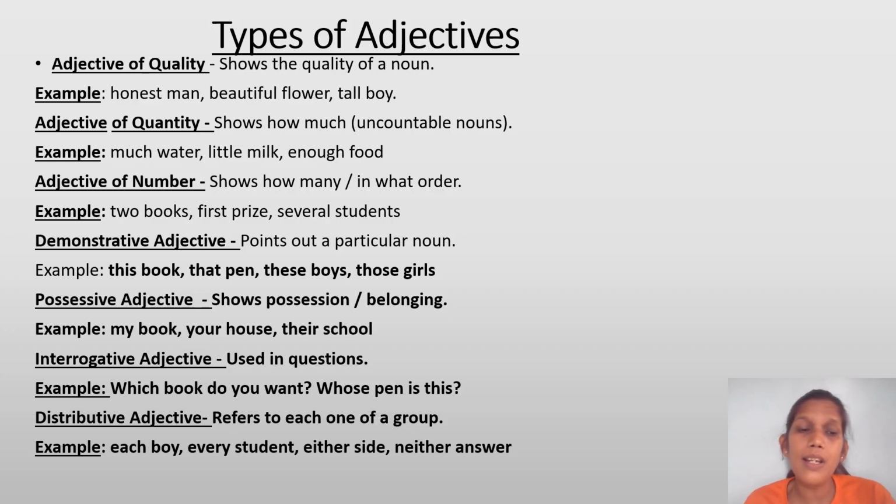Again, it's very important. It is used in questions. For example, which book do you want? Whose pen is this? What is your name? Okay. All these things comes under interrogative adjective. Distributive adjective. Distributive adjective means it refers to each one of a group. For example, each boy, every student, either side, neither answer. Okay, understood?